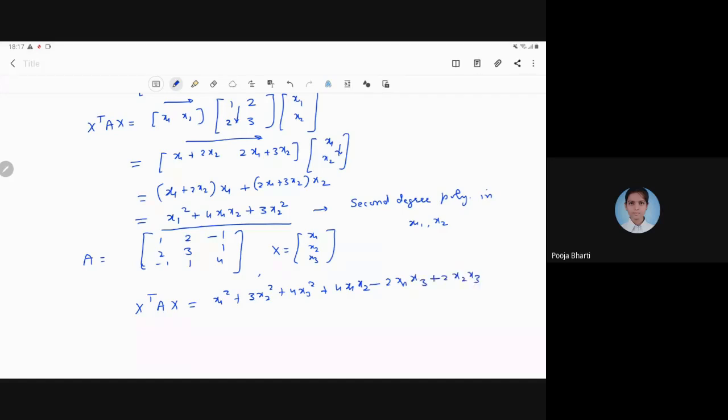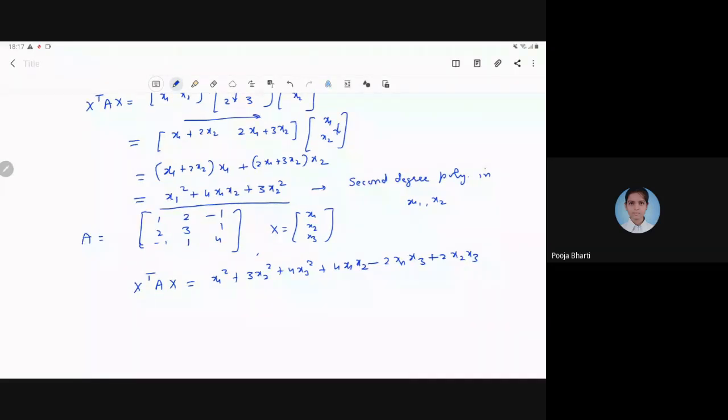But what are you saying? All the terms are squares or cross product terms: x1 x2, x1 x3, x2 x3. It is again a second degree polynomial in three variables, x1, x2, x3. So this is a homogeneous expression of second degree in three variables. This is called a quadratic form. In the earlier example, it is in two variables. So hope you understand the meaning of quadratic form and its matrix form. An expression of the form x transpose Ax is called a quadratic form. If A is an n cross n matrix, then x is a column vector with n variables. From the above two examples, you understand it well.